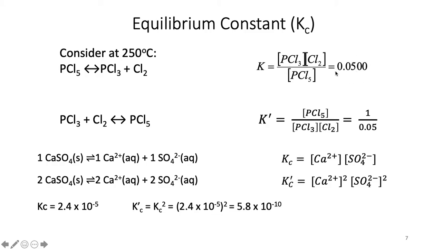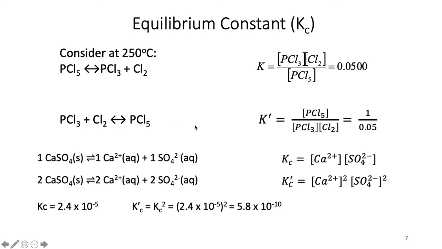In this case, you are given the value for K. In some other cases you might have to calculate this value if you're given these values. We'll do some problems with that. But in this case, you're given 0.05 as the value for K at equilibrium for this particular reaction. Now what happens if I reverse this reaction and make my products the reactants? PCl3 plus Cl2 giving me PCl5.